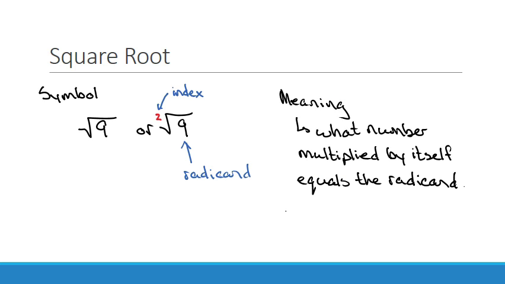Let's review the meaning. What a square root really means is what number multiplied by itself equals the radicand. In our example here, if I take the square root of 9, what times itself equals 9? Well, 3 times 3 equals 9. Therefore, the square root of 9 is 3.